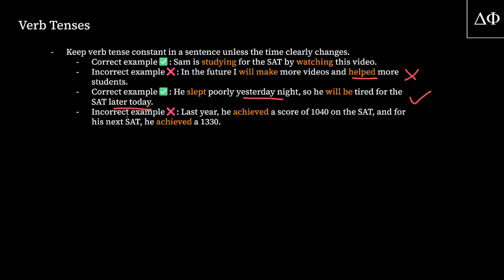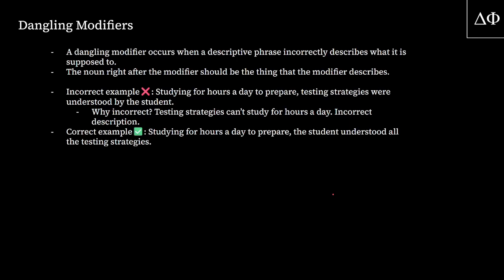Look at this incorrect example. Last year, he achieved a score of 1040 on his SAT. And for his next SAT, he achieved a 1330. Time clearly changed here, last year, and it says for his next SAT, but the tense stayed the same. So this is incorrect. Now we're going to talk about dangling modifiers.